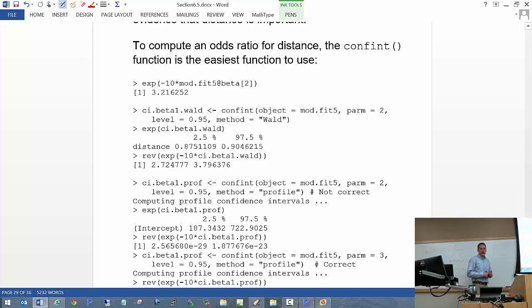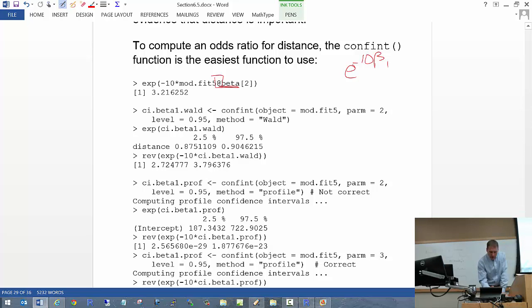So what about a confidence interval then? Well, first of all, we're going to look at a confidence interval for the odds ratio. So I want a confidence interval for e to the negative 10 beta 1. The estimate of this, e to the negative 10 beta hat 1, comes about through extracting the corresponding beta hat 1 value from my mod.fit5 component. And remember, we looked at how to do that last time, where we had to use the @ symbol instead of the $ sign.